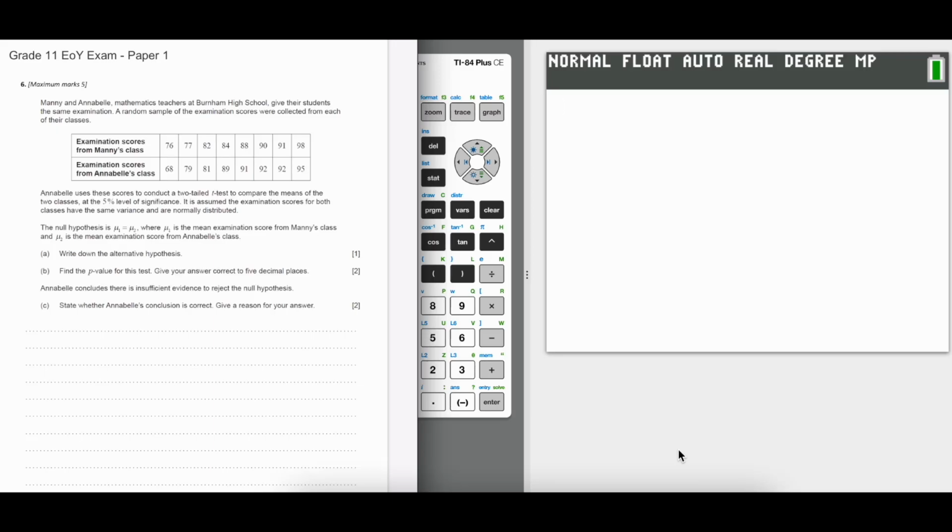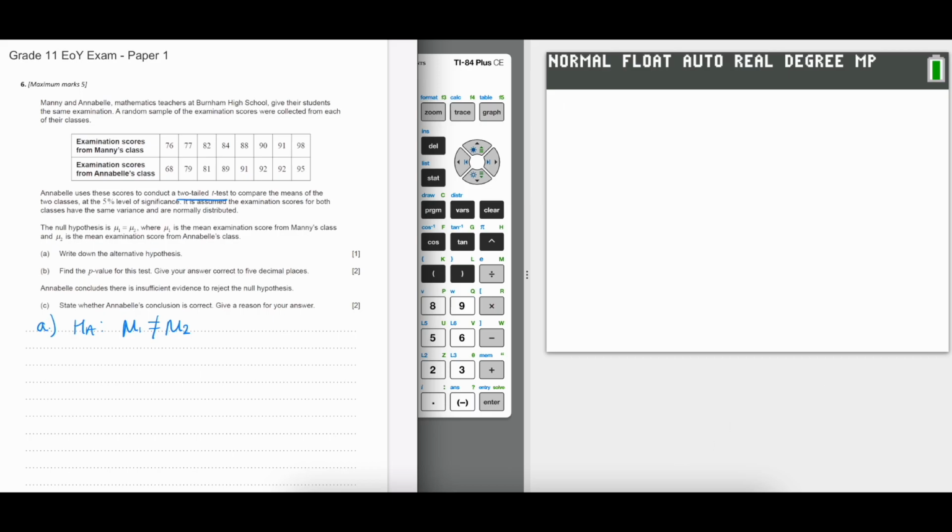A t-test. You're told that it's a t-test and you're comparing the different scores from two different classes. And it tells us that we're doing a two-tailed t-test. And that means that for the first part of the question, when we're writing down the alternative hypothesis, the alternative is going to be that the mean of the first is not equal to the mean of the second data set. Or you can write that as the mean of Manny's class is not equal to the mean of Annabelle's class. A two-tailed means that we're looking for both ends. So it's not just bigger than, smaller than, it's not equal to.